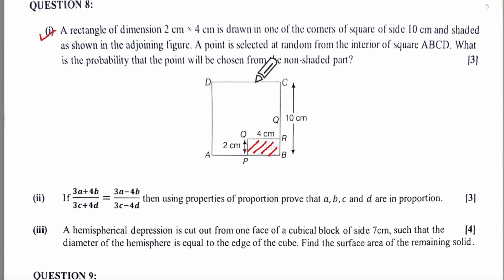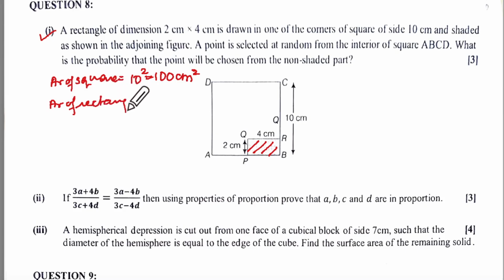So please use the proper notation and the distinction. Don't write everything as d. Okay, so you will have area of a square. What will you write it as? It will be 10 square, which will be 100 centimeter square. Then area of rectangle, which is the shaded, is going to be 4 into 2, which is equal to 8 centimeter square.